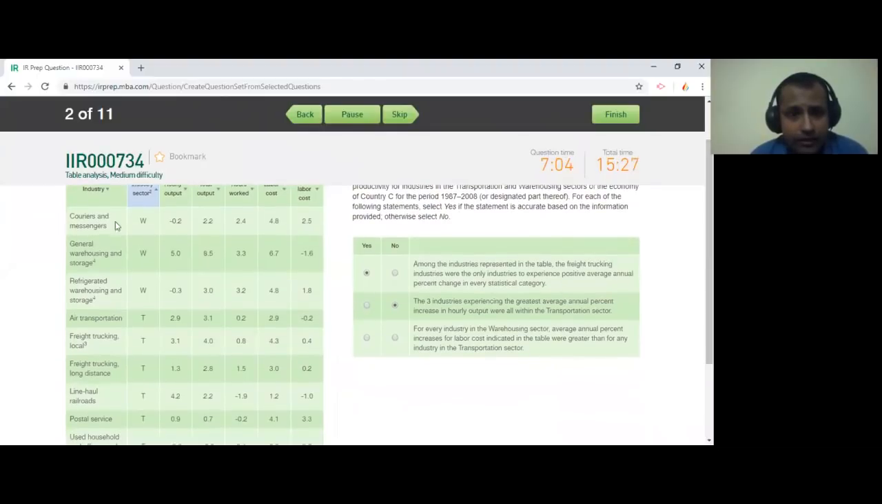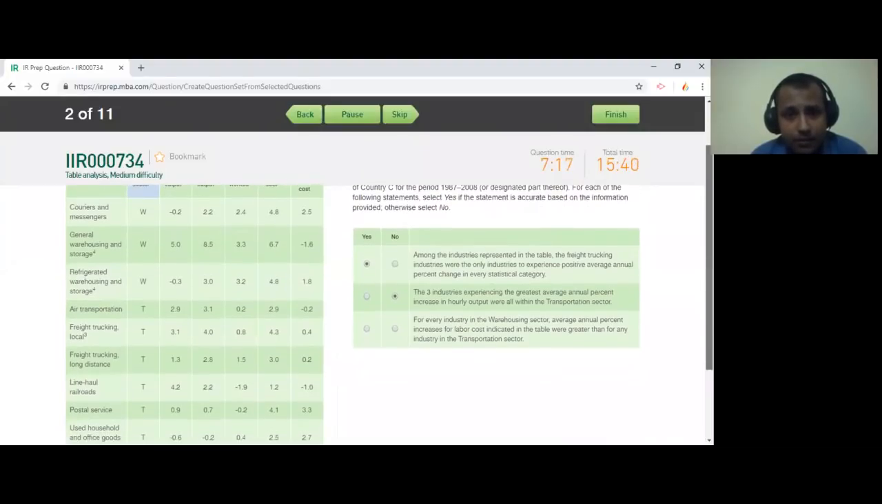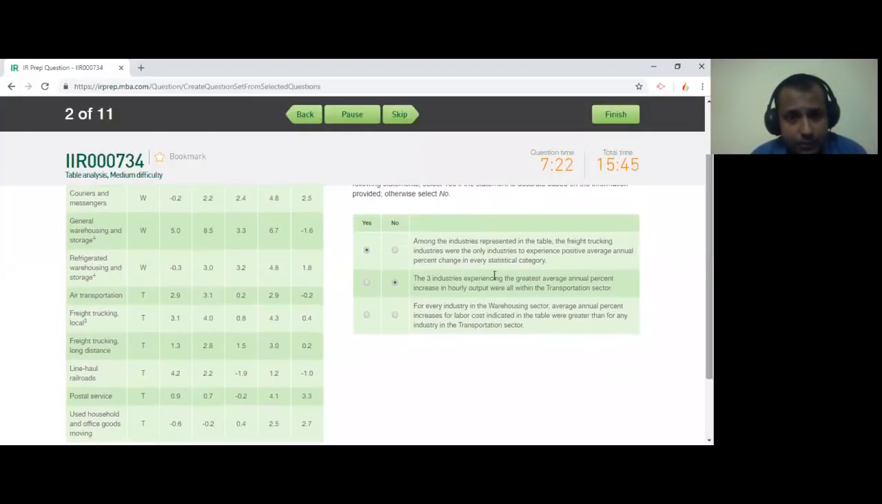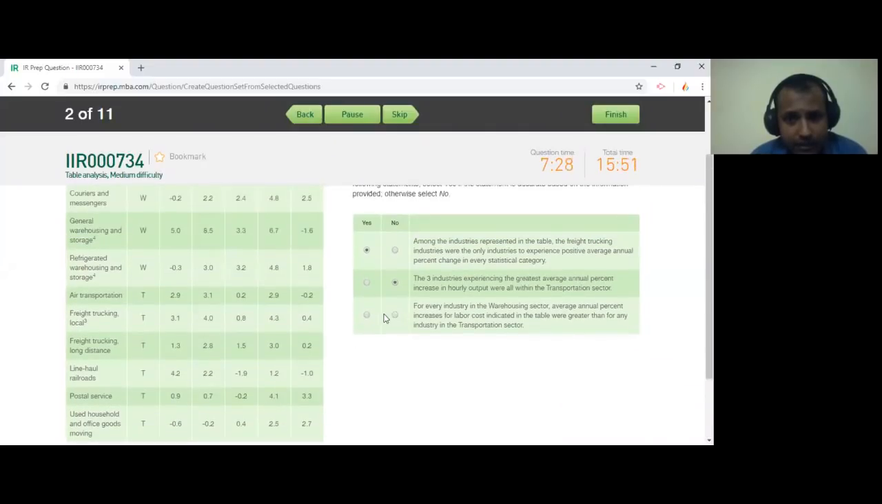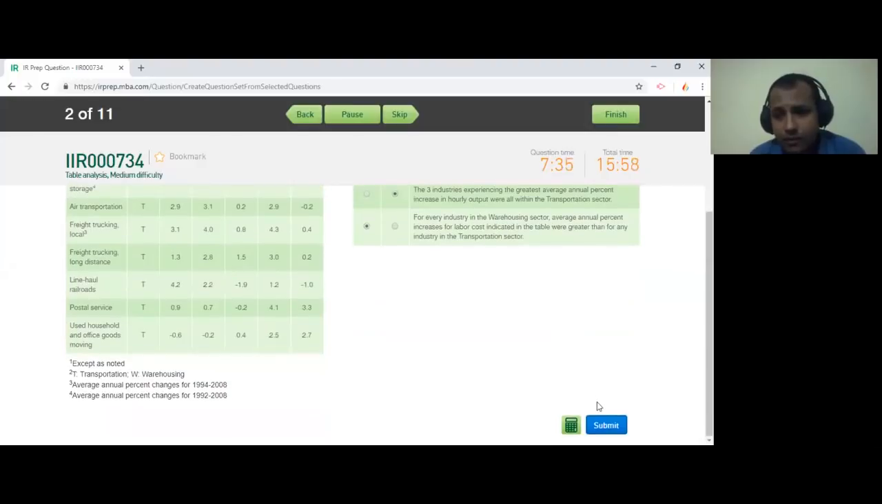So I found that couriers, general warehousing, and refrigerated. These are the three warehousing. And what are the labor costs? 4.8, 6.7, 4.8. Do I see any other higher value in this column? That's what I need to see. 4.8, 6.7, 4.8. No, I don't see anything greater than 4.8 in the column, right? So it's a yes, right? Everybody with me on this? Let's move on.